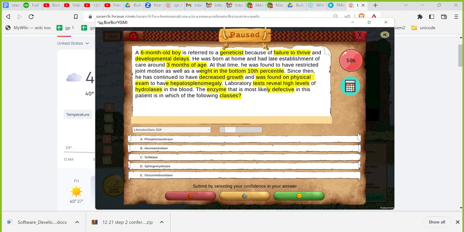Okay, so what are we thinking? Hydrolysis is basically a breaking enzyme. I think we'll go for phosphotransferase. Yeah, so this could be a lipid storage disorder, a hydrolysis. It almost makes me want to say that it might be a glycogen storage disorder. But what confidence do we want to say? Yellow. Yellow, let's do it. Okay, we got it right, actually.